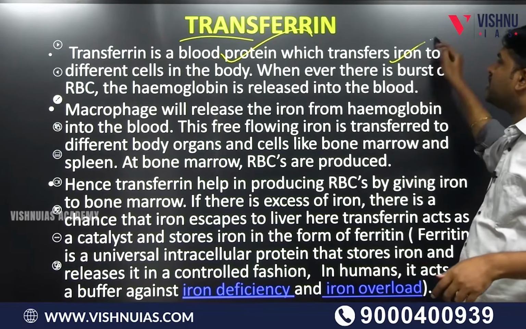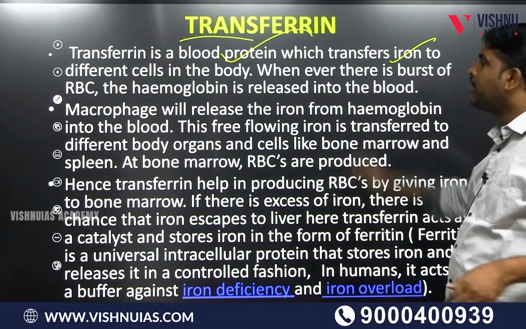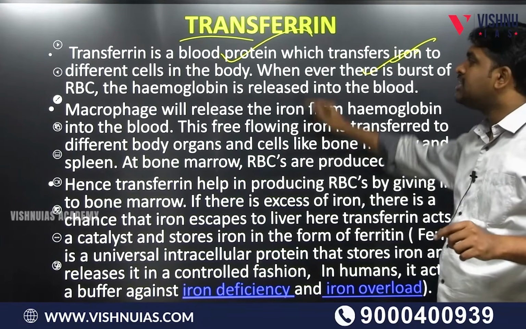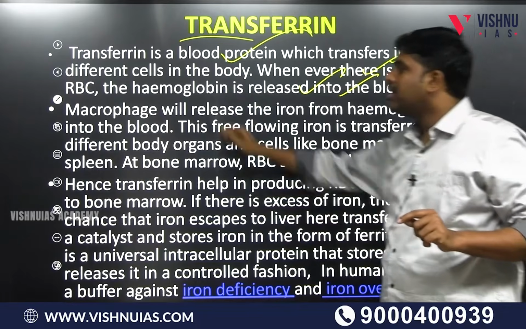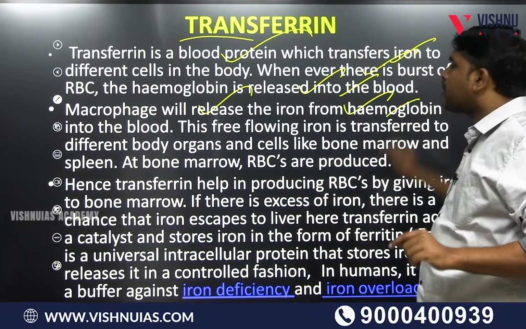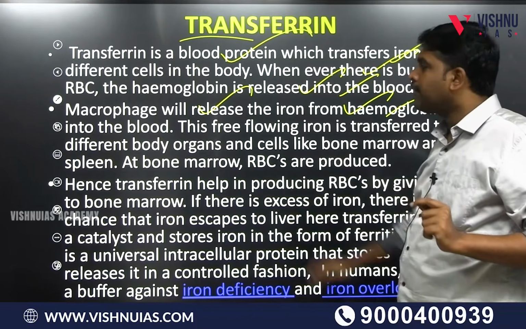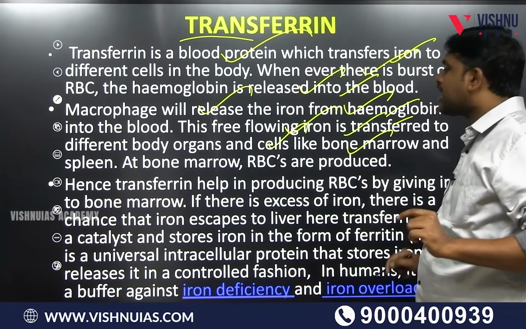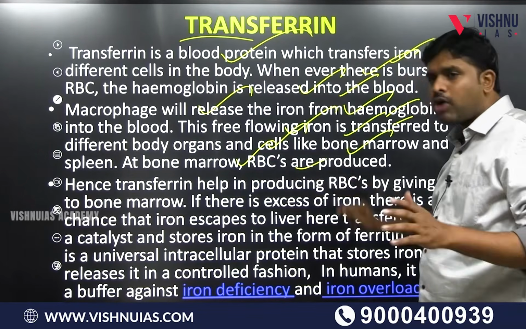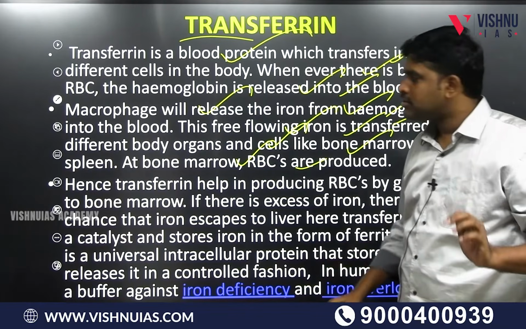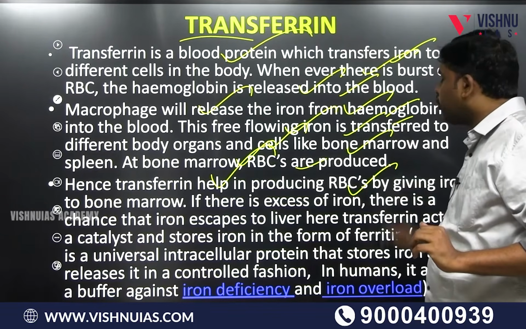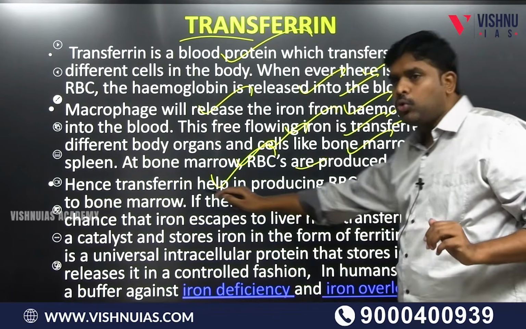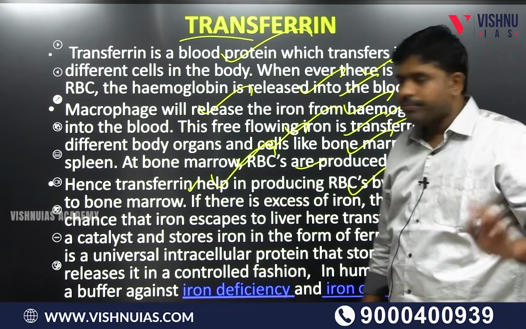Transferrin is a blood protein which transfers iron to different cells in the body. Whenever there is a burst of RBC, the hemoglobin is released into the blood. Macrophages release iron from hemoglobin into the blood. This free flowing iron is transferred to different body organs and cells like bone marrow and spleen. At bone marrow, RBCs are produced. Hence, transferrin helps in producing RBCs by giving iron to bone marrow.